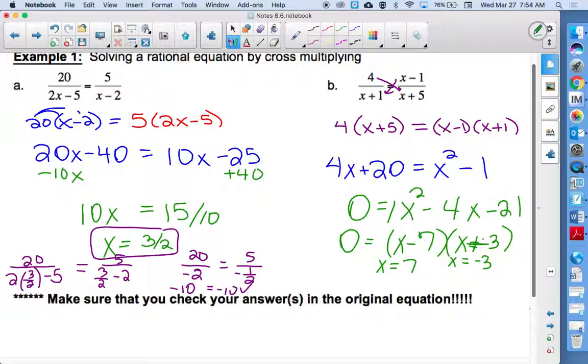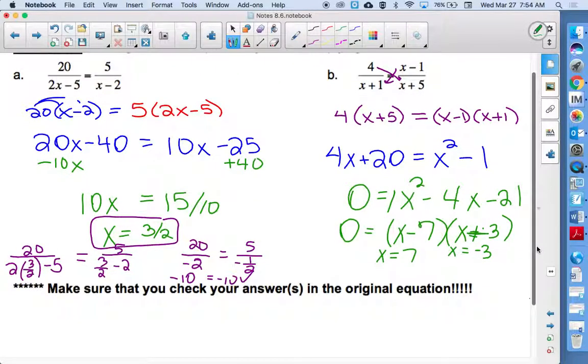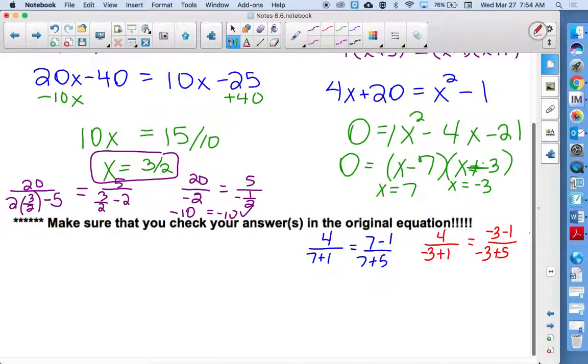And then I'm going to do a little check step for both of them to make sure they work. And it's a little easier because we're plugging in whole numbers, or integers, into the original equation. But we have 4 and then 7 plus 1. We want to make sure that's equal to 7 minus 1 over 7 plus 5, so that's 1. And the second one is a negative 3, so 4, negative 3 plus 1. And then on the top, negative 3 minus 1, and negative 3 plus 5. So this is just plugging it in, checking, make sure that it's correct. The left side should be equivalent to the right. Every equation can be checked. So you can always check to make sure you have the correct answer.